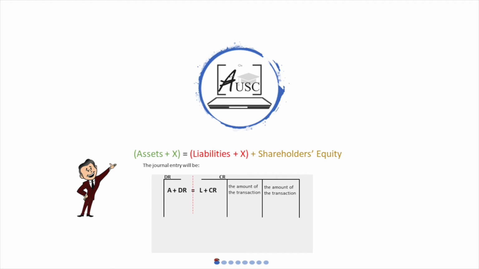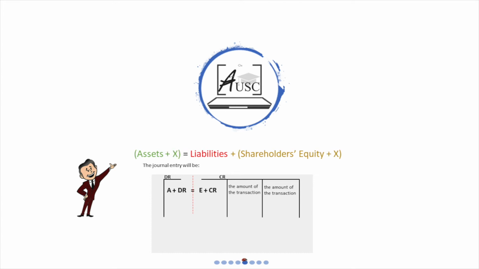We start from assets plus X equal liabilities plus X plus equity. The journal entry will be assets plus debit record equal liabilities plus credit record. Assets minus X equal liabilities minus X plus equity. The journal entry will be liability minus debit record equal assets minus credit record. Assets plus X minus X equal liabilities plus equity. The journal entry will be assets plus debit record equal assets minus credit record. Assets equal liabilities plus X minus X plus equity. The journal entry will be liability minus debit record equal liability plus credit record.